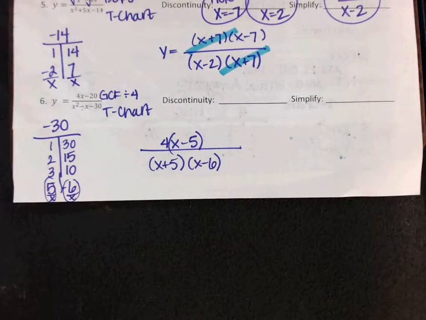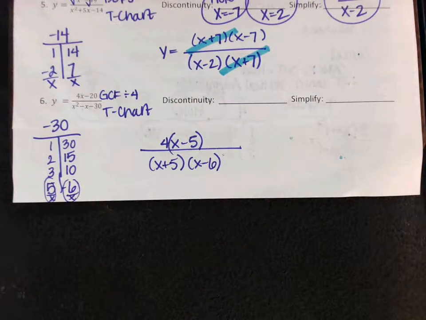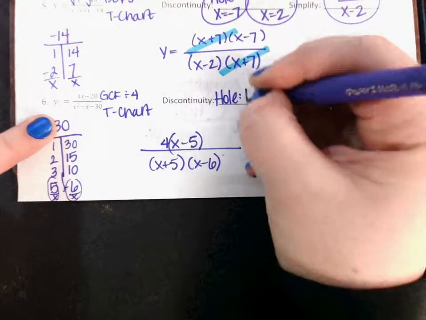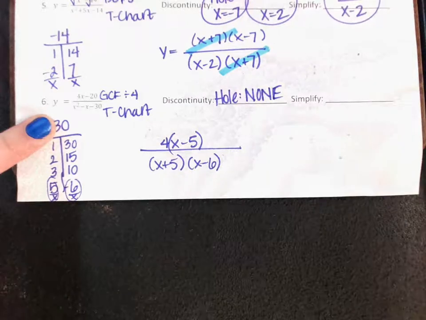Okay? Look at the top and the bottom. Did anything cross out? Okay, almost, but the 5s don't have the same sign. Then they can't cross out. So do I have any holes in this graph? Okay, for my hole, I'm going to put none. Okay, because nothing crossed out.